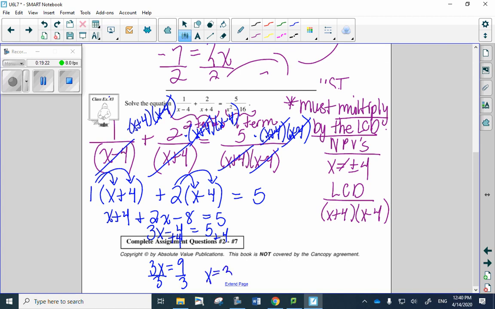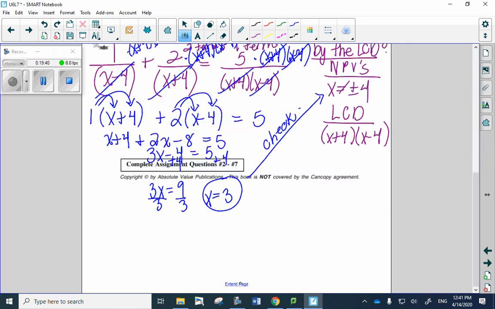Okay, and then make sure you double check. Was this a non-permissible value? It wasn't. Okay, so just check. It wasn't, so this solution should work. But what do we still have to do just to complete this question? We have to make sure that we verify. Okay, so remember, to verify, just simply plug your solution into the original equation.